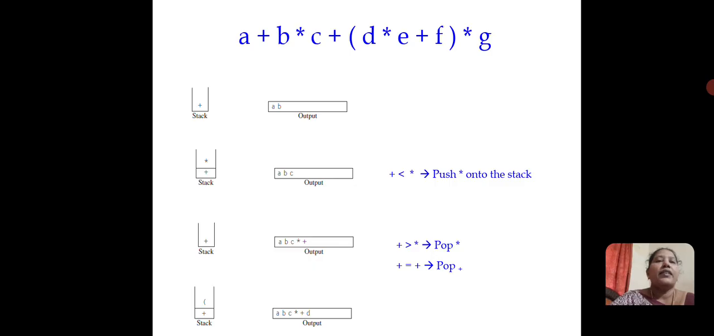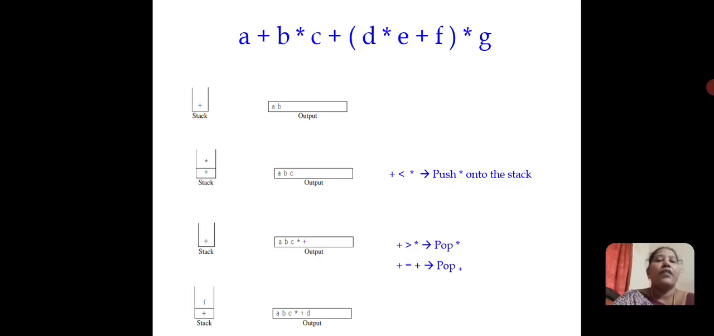After that star, you are having the operand c, therefore you will be printing it in the output. Next to c, you are having the operator as plus. But already in the stack the most recently inserted operator is star. So you can't insert plus inside the stack since plus is having lower precedence than star.